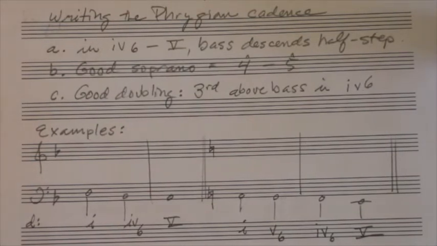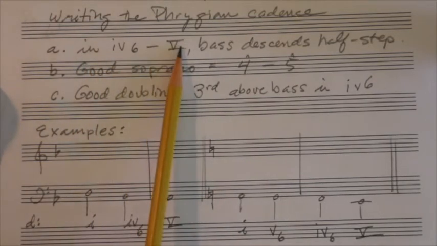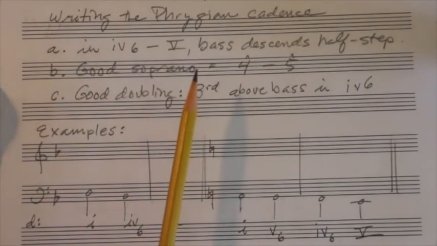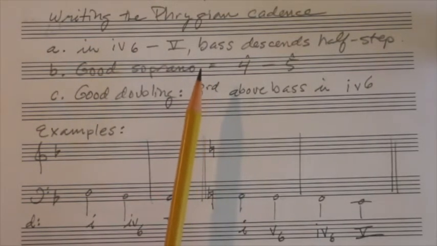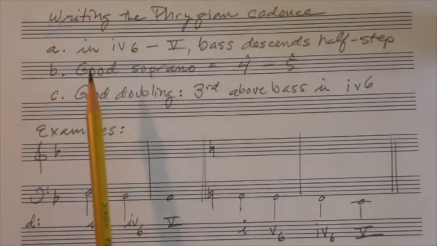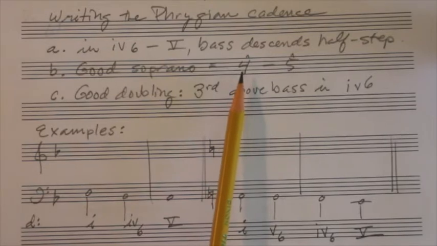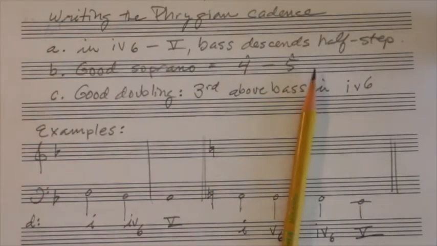So, how to write the Phrygian cadence. Things to observe and things that we write in. In 4-6 going to 5, the bass is always going to descend by half step, just like in the Brahms we just listened to. 4-6, bass note moves down a half step to get to 5. A good soprano line in the Phrygian cadence is scale degree 4 going to scale degree 5.